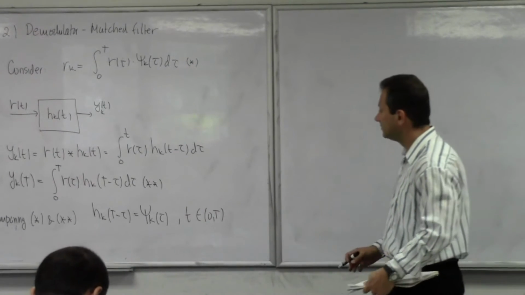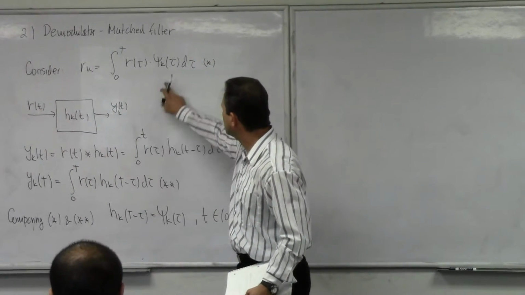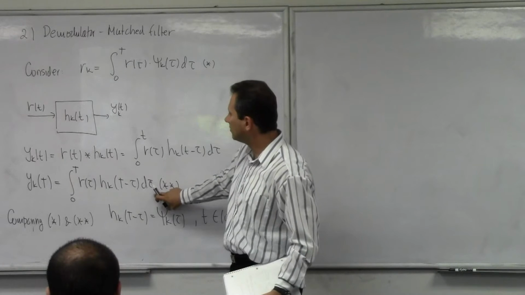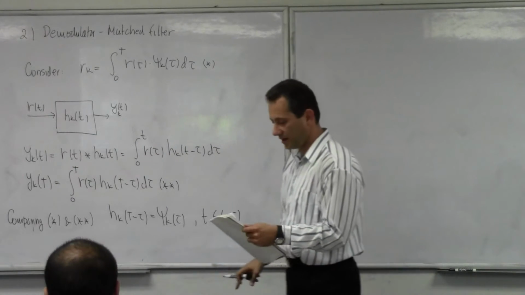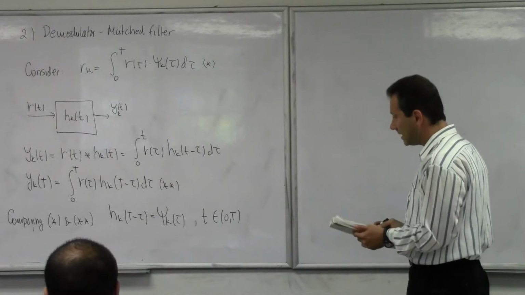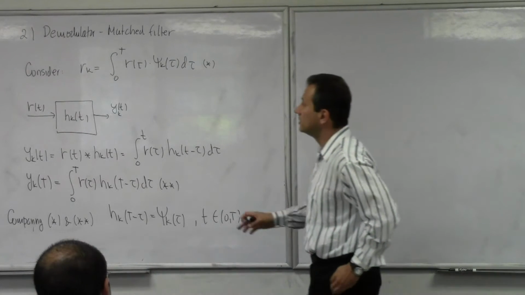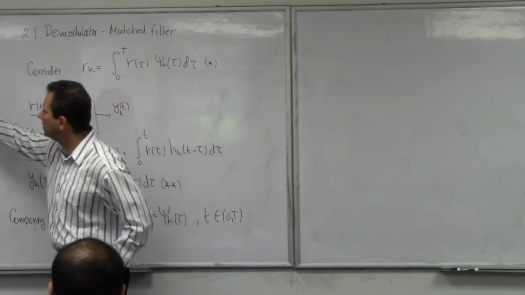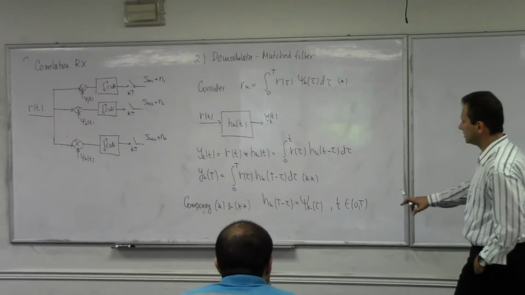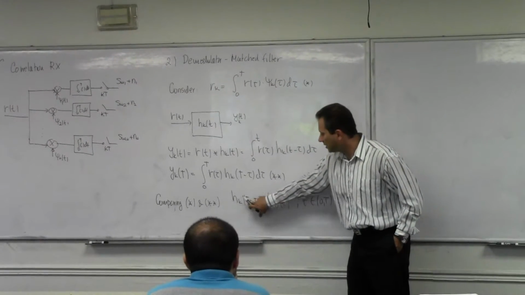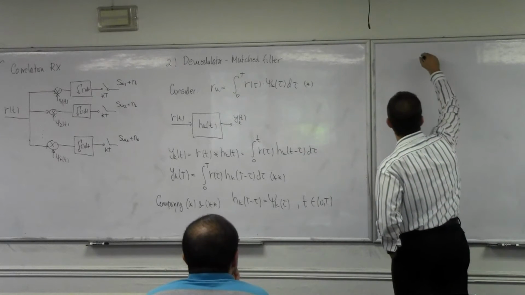If that's the case, if I make this hk of t minus tau the same as psi k, you can see that yk of t becomes the same as the rk. Okay? And this filter essentially performs the dot product that I want to happen in each one of these branches. Now, what does this mean? hk of t minus tau is the same as psi k of tau.